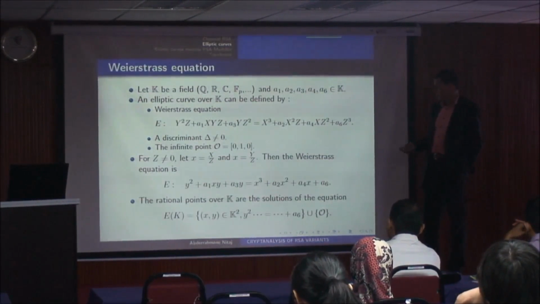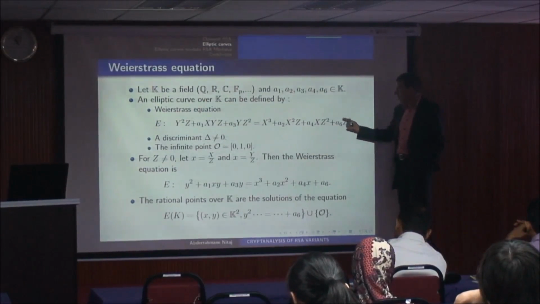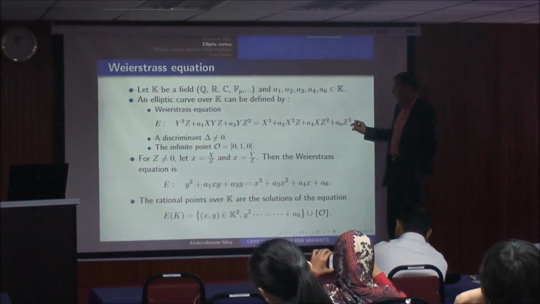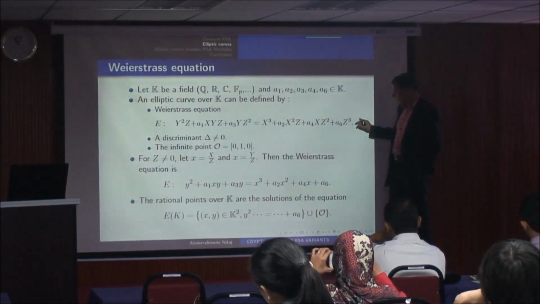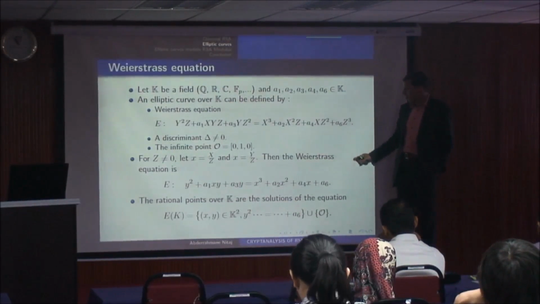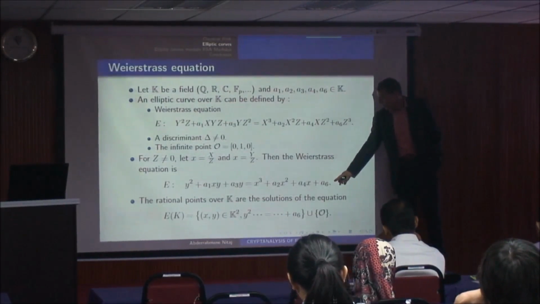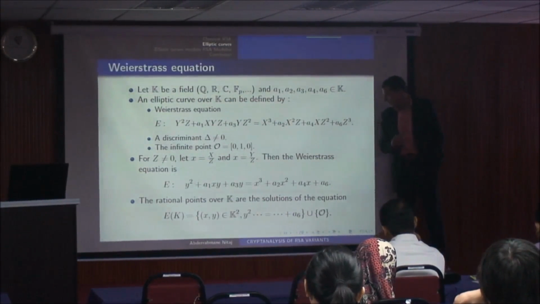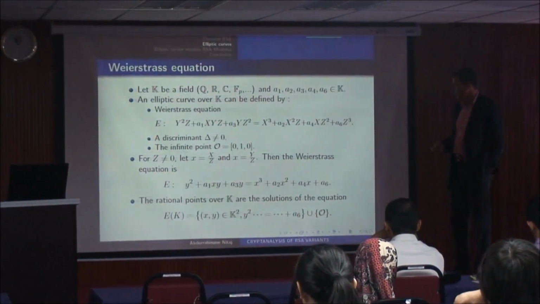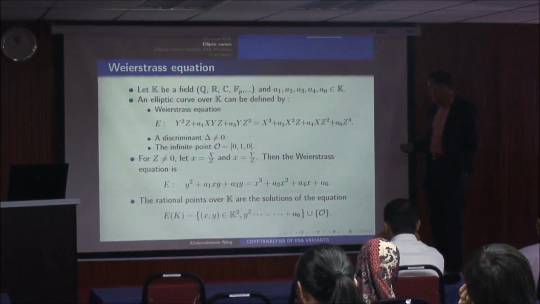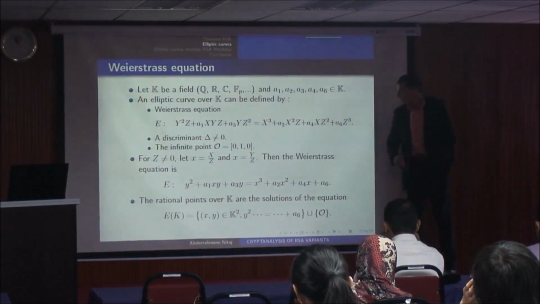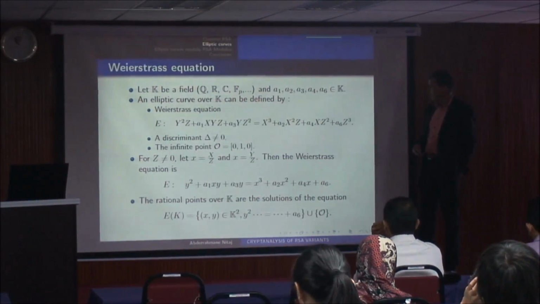So if z is not equal to 0, you can divide this equation by z to the 6, and you can transform this equation to the affine equation. The affine equation of the curve is like this, and we find that the rational points over K are the solutions of this equation in addition to the infinite point O.